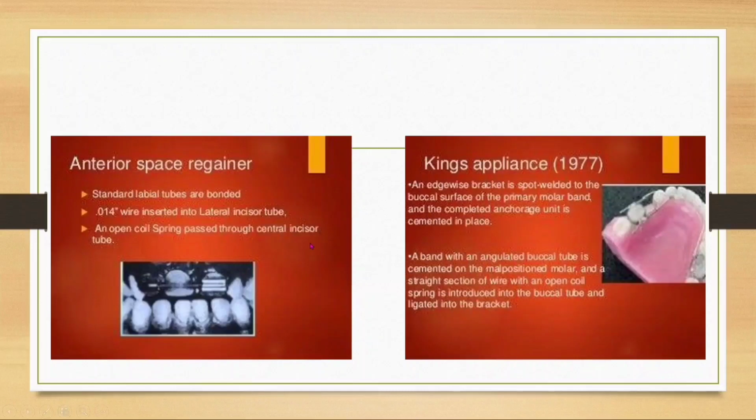And the anterior space regainer: standard labial tubes are mounted and an open coil spring passes through the central incisor tube. And also King's appliance, where the edgewise bracket is spot welded to the buccal surface, you can see this one, the buccal surface of the primary molar band, and the completed anchorage unit is cemented. Okay, a band with an angulated buccal tube is cemented on the malpositioned molar, and a straight section of wire with an open coil spring is introduced into the buccal tube and ligated into the bracket.